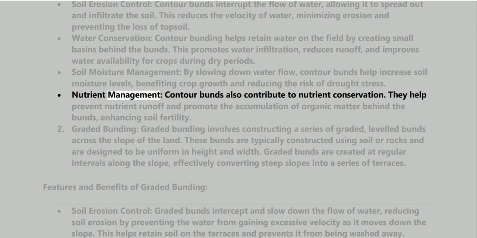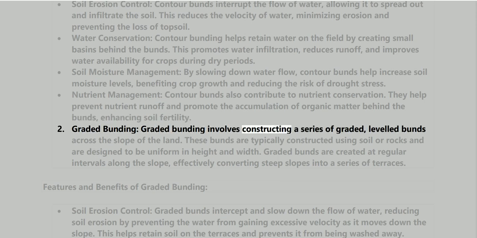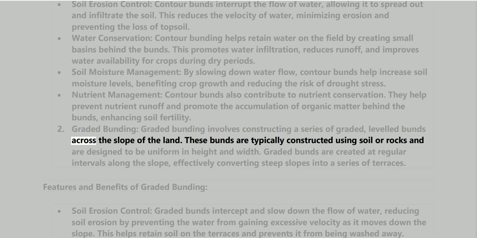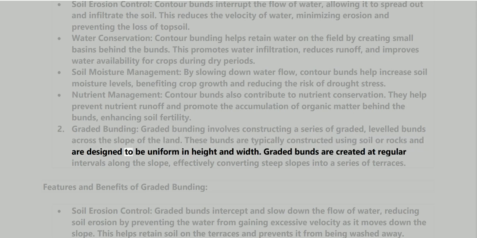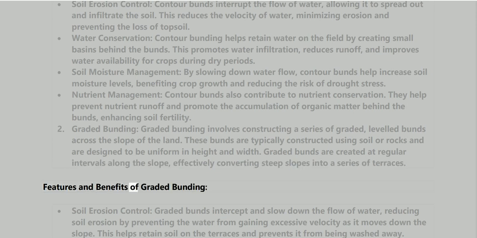Nutrient management. Contour bunds also contribute to nutrient conservation. They help prevent nutrient runoff and promote the accumulation of organic matter behind the bunds, enhancing soil fertility. 2. Graded bunding. Graded bunding involves constructing a series of graded, leveled bunds across the slope of the land. These bunds are typically constructed using soil or rocks and are designed to be uniform in height and width. Graded bunds are created at regular intervals along the slope, effectively converting steep slopes into a series of terraces. Features and benefits of graded bunding.